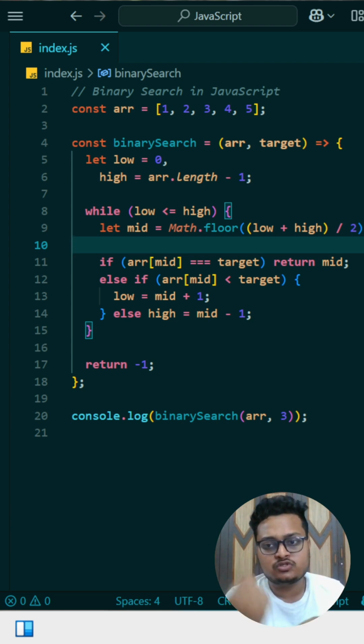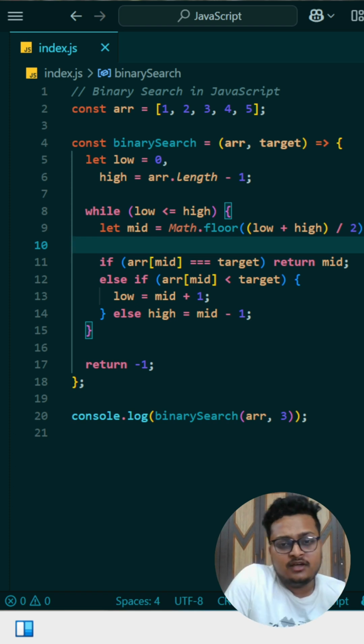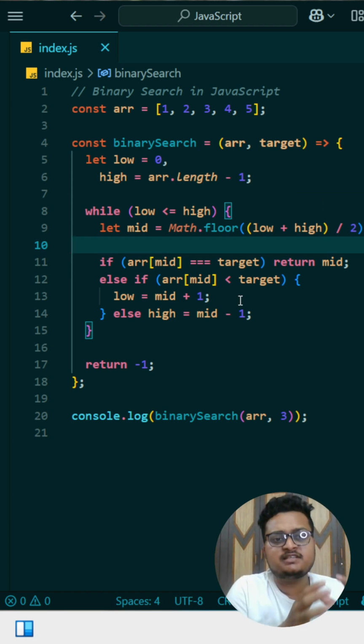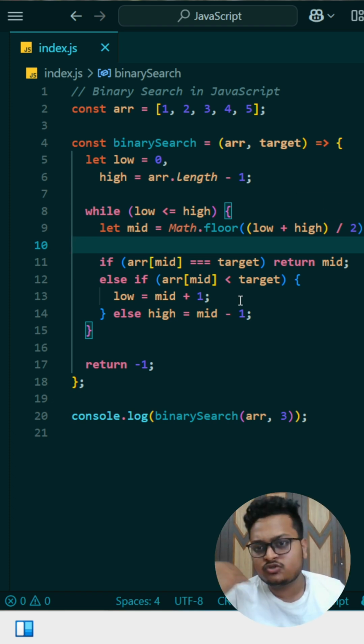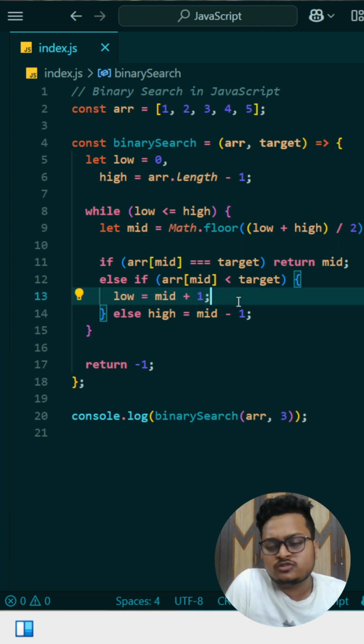If the mid element is equal to the target, then return the mid. If that is not the case, and it is less than that, what does that mean? It means the target is not present on that side, so we have to search on the other side. That's why I'm updating low equals mid plus 1.